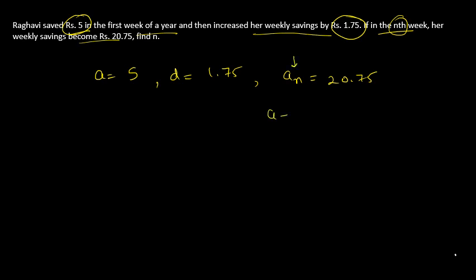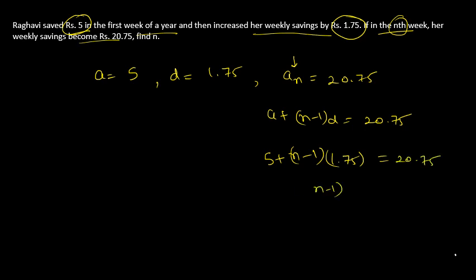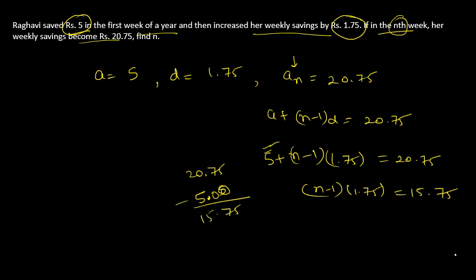So what's the formula? a plus (n minus 1) into d equals 20.75, right? What is a? It is 5. (n minus 1) into d, what is d? It is 1.75. Equal to 20.75. When you subtract this 5 from 20.75, you will get 15.75. Make sure you subtract it right, because sometimes people write 5 here, but actually this is a whole number, so you have to keep it like 5.00. So you'll get 15.75 after subtraction, right?